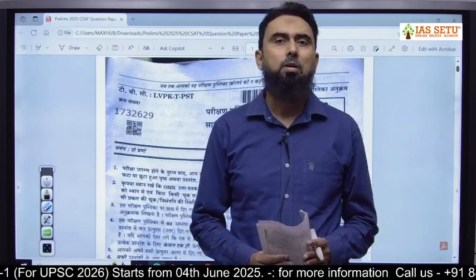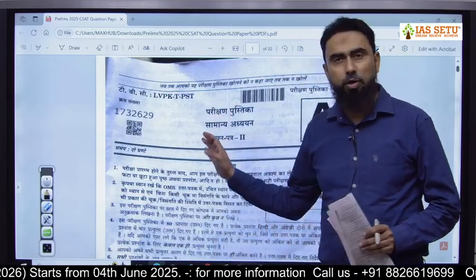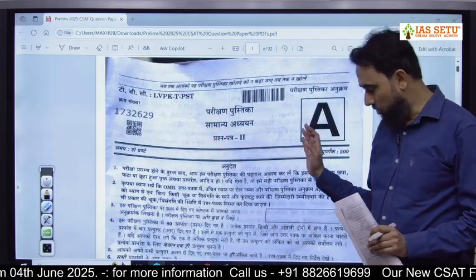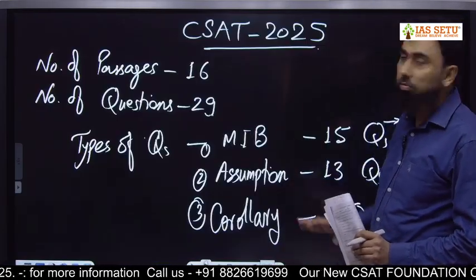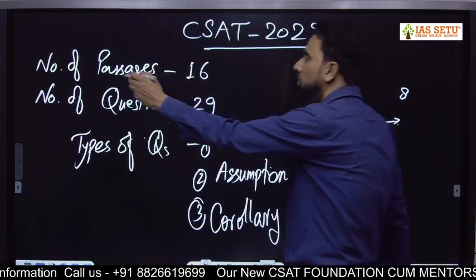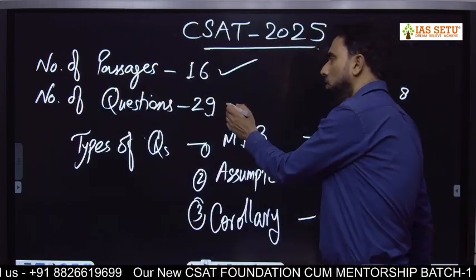Hello aspirants, those who appeared on 25th May in the CSAT paper 2025. Let me start this session with a brief discussion of the type of questions and the number of passages and questions. So here the first thing, number of passages was 16 this year and number of questions was 29.